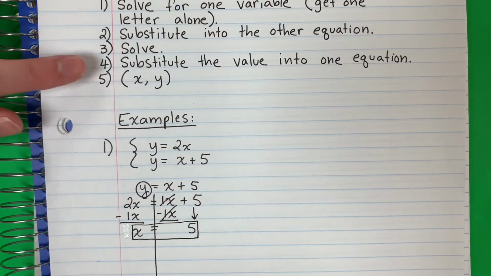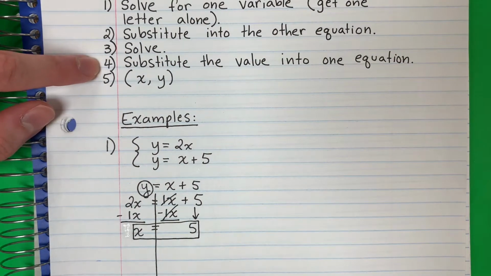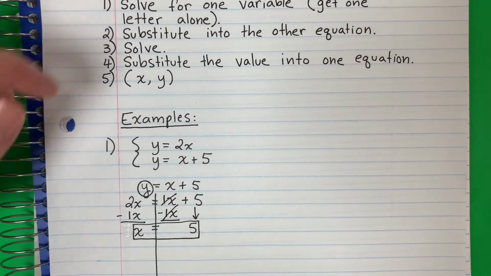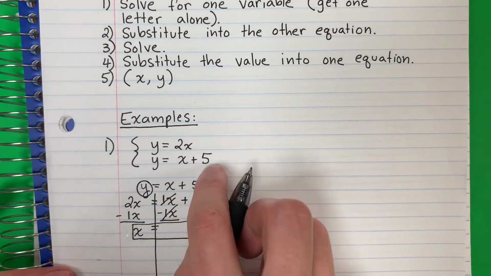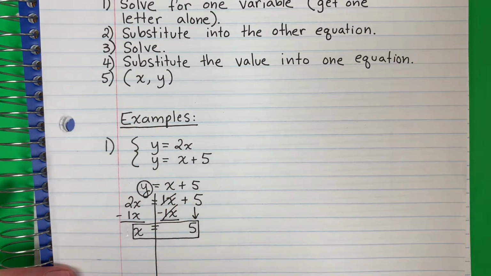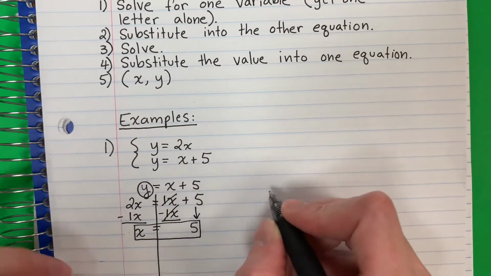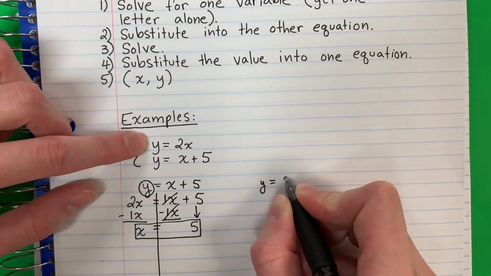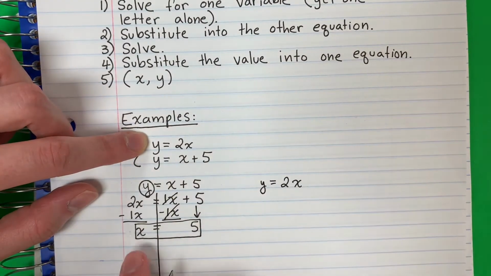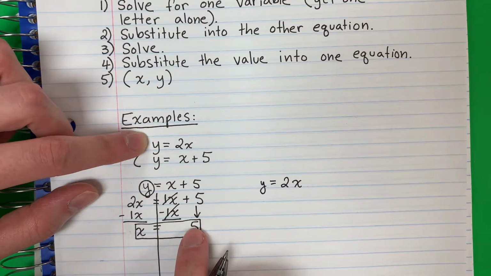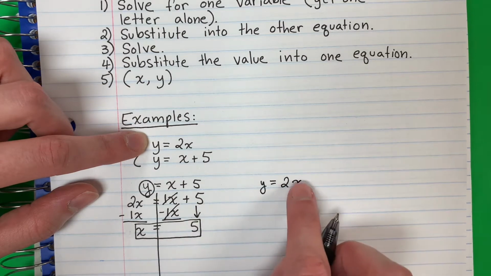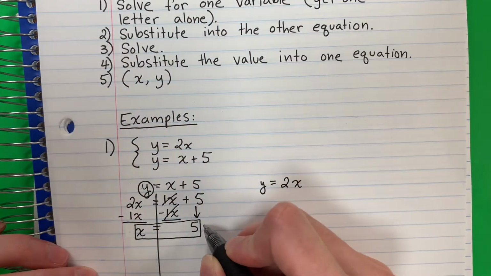Okay. Now, number 4, I'm going to substitute the value into one equation. So I will use one equation. Voy a usar una ecuación. It doesn't matter which one. No importa cuál ecuación. I will go ahead and do number 1. Voy a usar la primera. So I will copy it. Y equals 2x. And I know x is 5. So I will put 5 for the x. Yo sé que x es igual a 5. Entonces voy a poner 5 por el x.